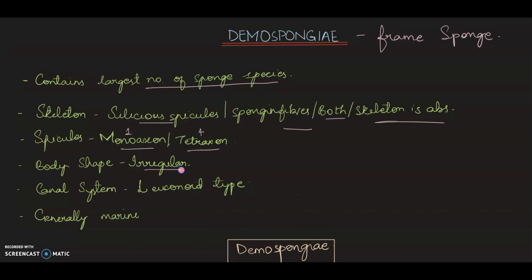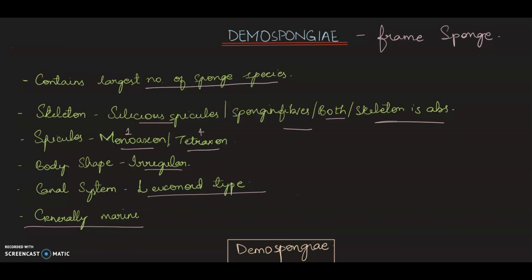Body shape is irregular and canal system is leuconid type. Now what is leuconid type of canal system? In this type of canal system, spongocoel is highly reduced or completely absent. Sponges with leuconid type of canal system have flagellated chambers, and choanocytes line those flagellated chambers only. These are generally marine and some are freshwater sponges as well. So this was the small introduction about this class.